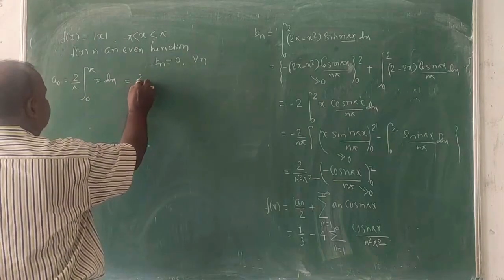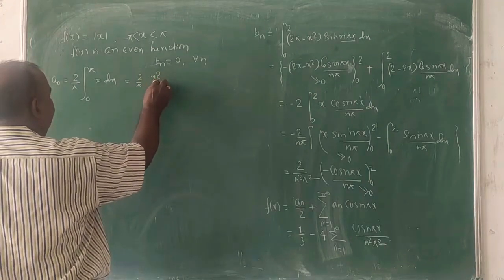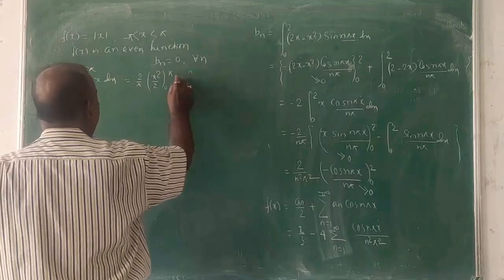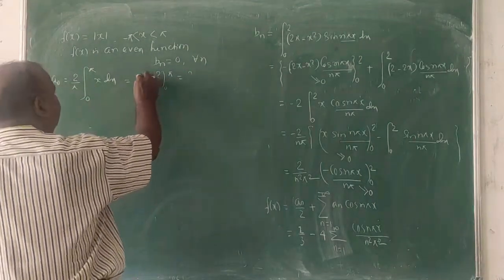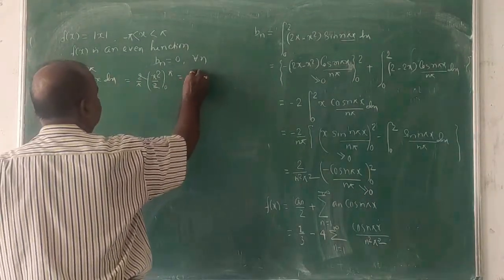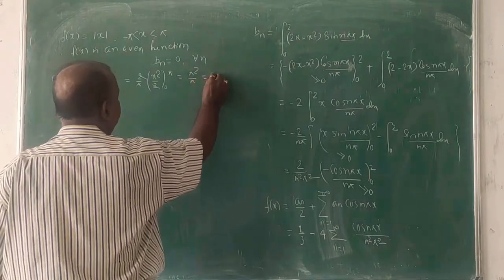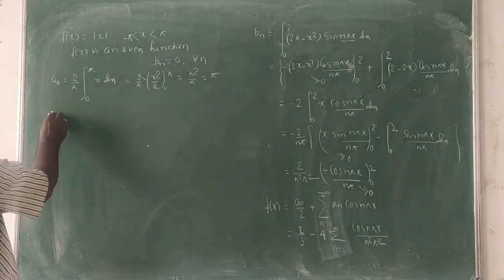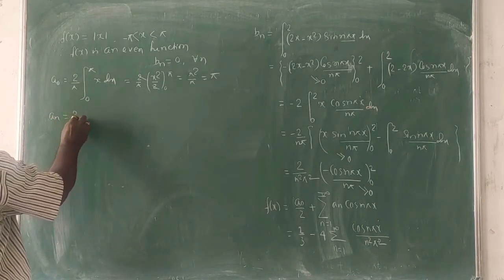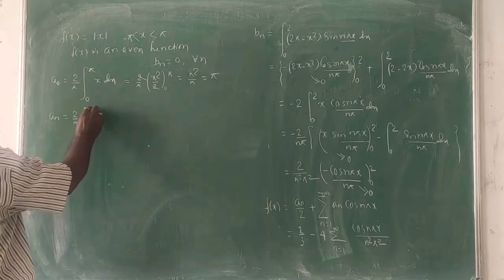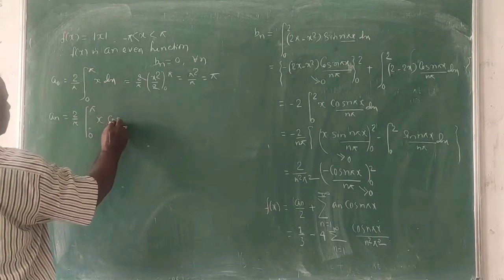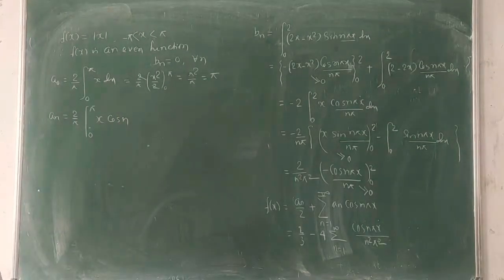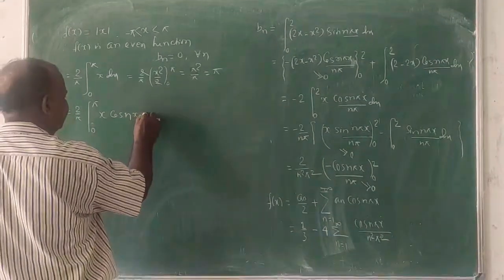So this part is 2 by pi into x square by 2, with range 0 to pi. If you cancel, you are getting pi square by pi, which is pi. Now let us calculate the value of an. an is 2 by pi times the integration from 0 to pi of x cos nx dx.